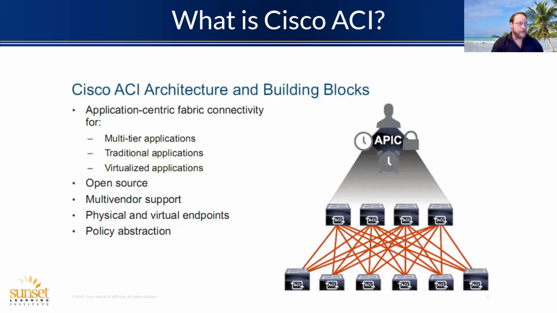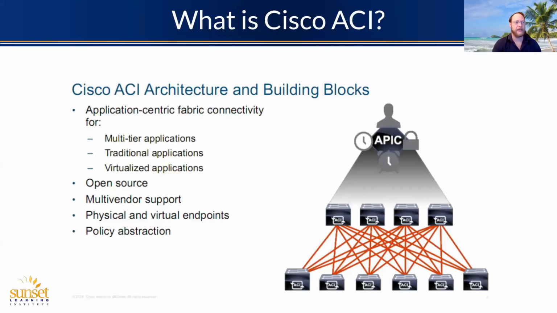Note that we also do support the physical and virtual endpoints. So our virtual endpoints, what are those? Those are going to be things like VMware and Hyper-V. So I can absolutely support my hypervisors that you folks already have implemented. But the biggest thing is the policy abstraction. That is the number one goal of application-centric infrastructure. We want to get away from what we call box-by-box configuration methodology.